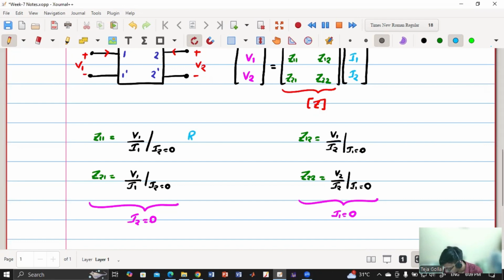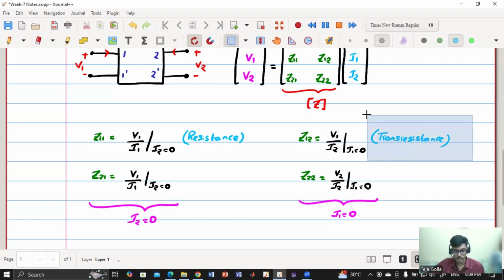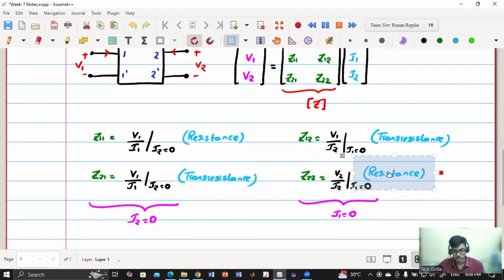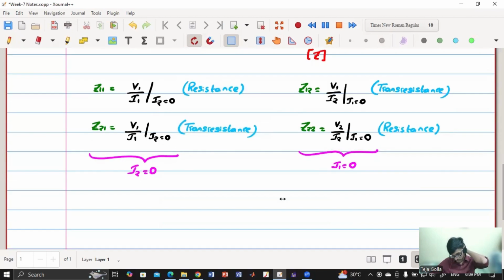Similarly, this is called resistance because it is a voltage to current ratio, and this is called transresistance because it consists of the voltage of one port and the current of the other port. That's why the name. If this is transresistance, then this is also transresistance. And if this is resistance, then this is also resistance. That's how it is defined.